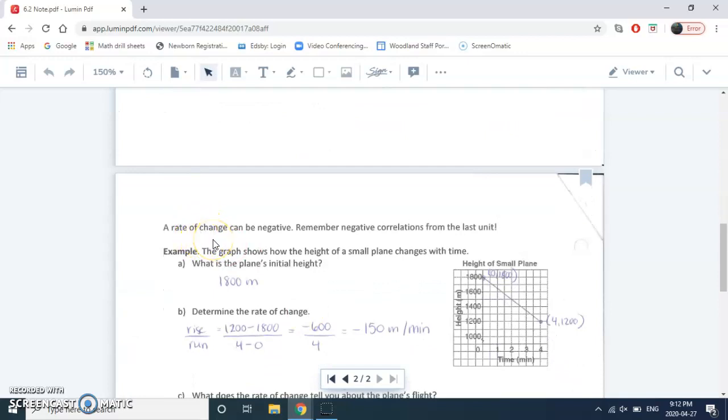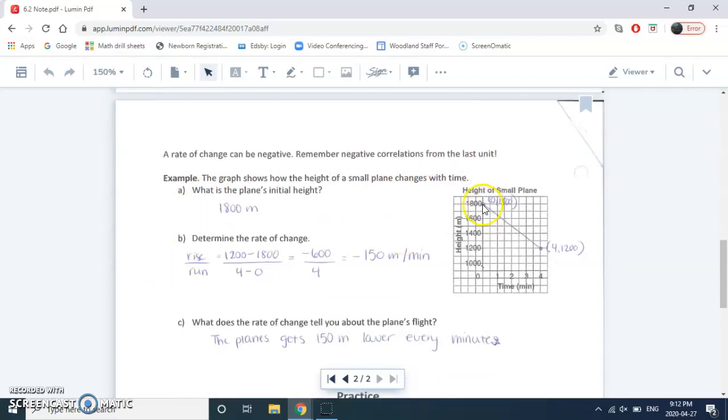The rate of change can be negative. Remember that we had negative correlations from our last unit as well. So as we can see, our line starts high and then goes low as we go. So let's take a look at this example. The graph shows how height of a small plane changes over time. What's the plane's initial height?